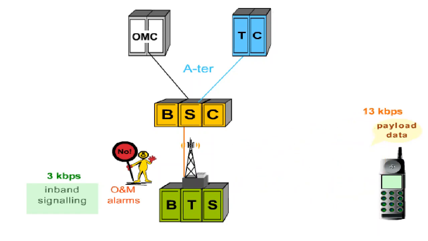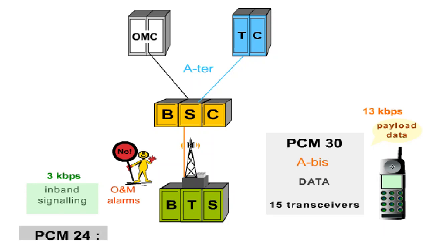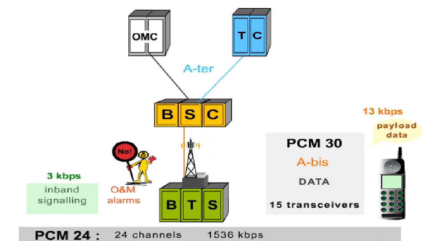Depending on the producer and on the configuration, each A-bis connection in the PCM30 configuration may transport user information, signalling information, and O&M information from and to up to 15 transceivers. In the PCM24 configuration, 24 channels achieve an overall bitrate of 1536 kilobits per second at the A-bis interface. Up to 10 transceivers can be assigned to a connection.